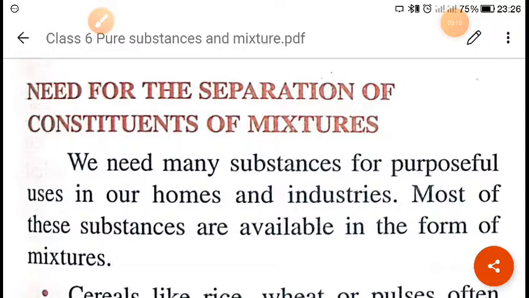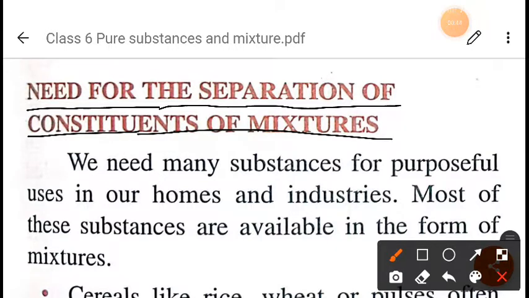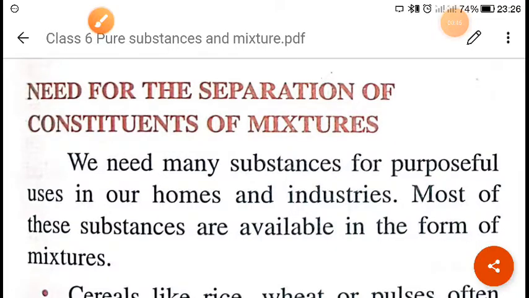In the last class we discussed the difference between water and air, compounds and mixtures, as well as the components of a mixture which can be separated by a physical method, right? So in today's class we will discuss why there is a need for the separation of the constituents of a mixture. Let's see what is written here and try to understand.